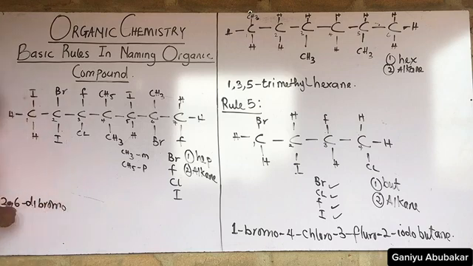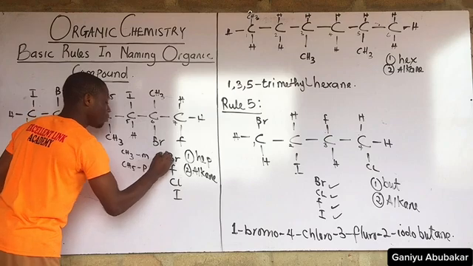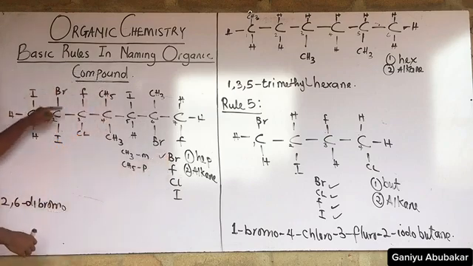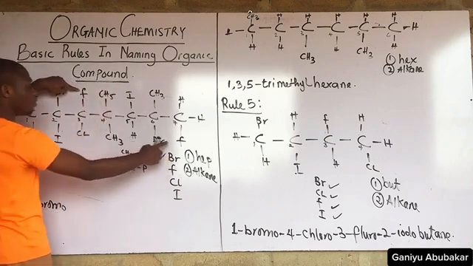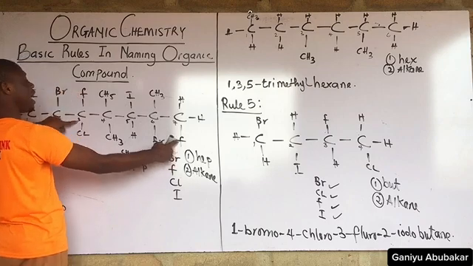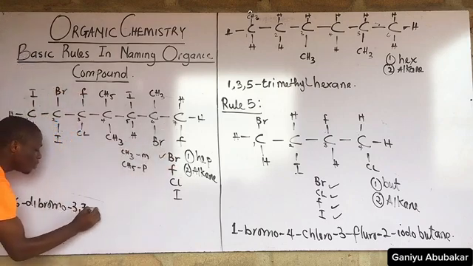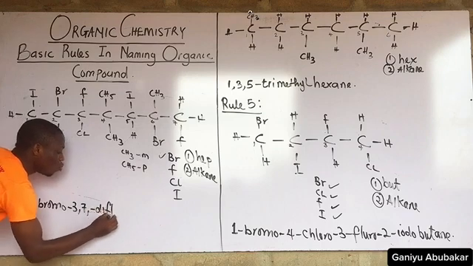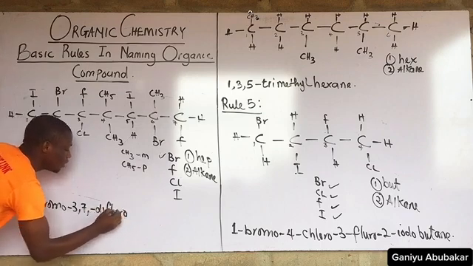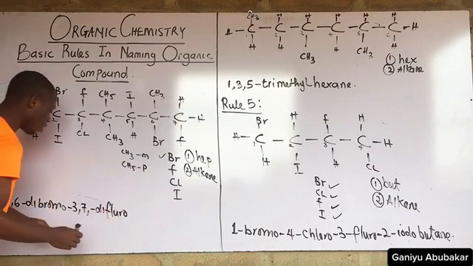Dibromo. So this becomes dibromo, and I'm done with bromine. Move to fluorine. How many fluorine? Fluorine and another fluorine. So this is 3 and 7. This becomes 3,7-difluoro. So I'm done with fluorine.